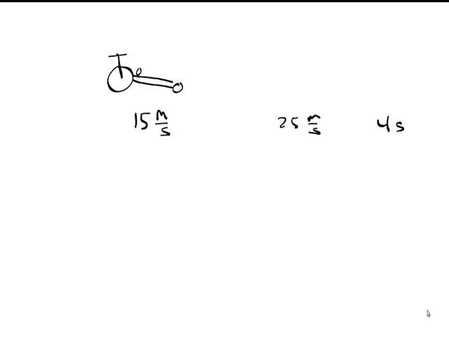Now when I approach a problem like this, the first thing I do is assign variables to these numbers. It starts at 15 meters per second. Meters per second means it's a speed, so I'm going to call this the initial speed. It ends up at 25 meters per second, which again is also a speed, so I'm going to call that the final speed. And then seconds means it's time. And the question said, what's the acceleration?